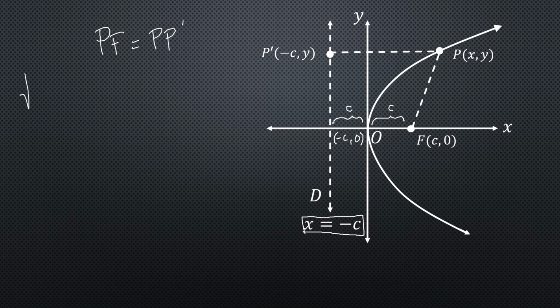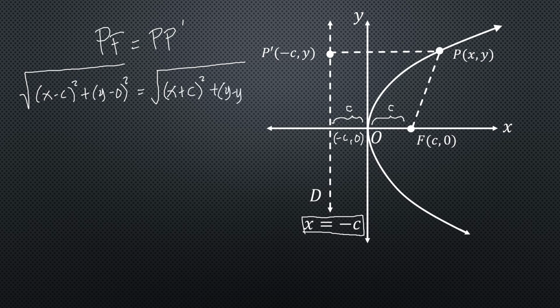The distance between points P and F will be the square root of (x minus c) squared plus (y minus 0) squared. And the distance between the points P and P prime will be the square root of (x minus negative c), that will be (x plus c) squared, plus (y minus y) squared.